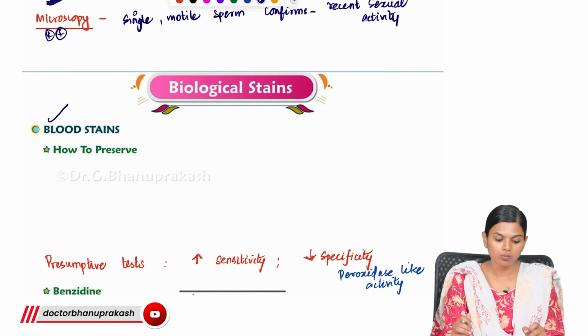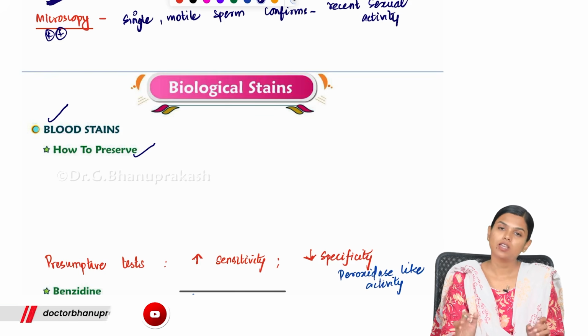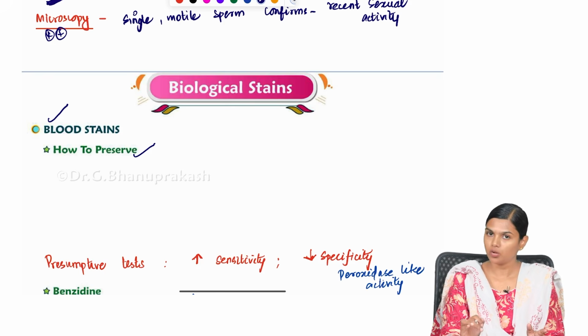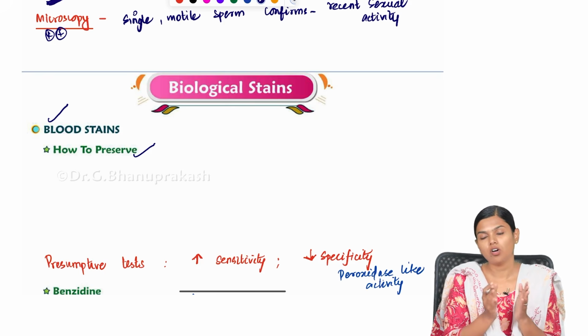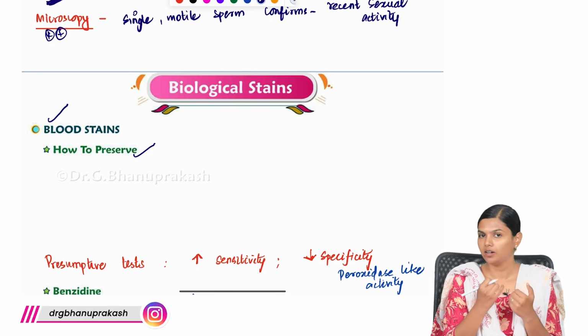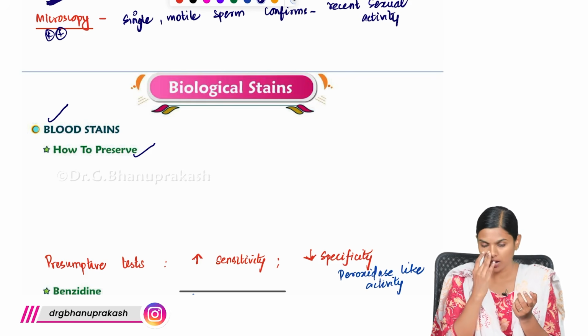So when we go to blood stain, the first and important step is how to preserve. It is same as the seminal stain. If it is in a porous, you will preserve the clothing, hold it properly, send it in a paper bag. If it is non-porous, you will scrape it and you will send for analysis.